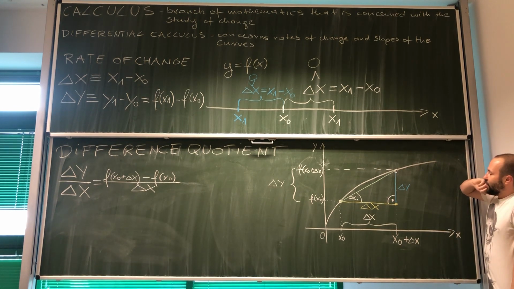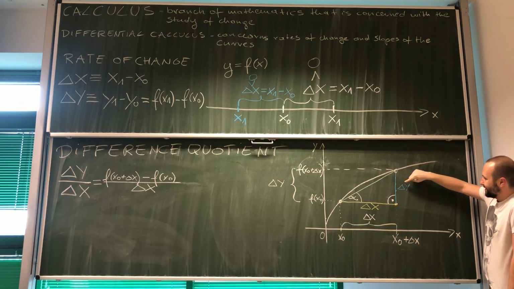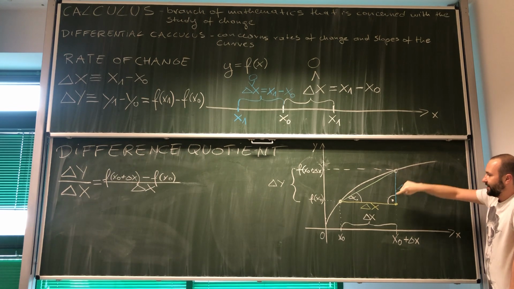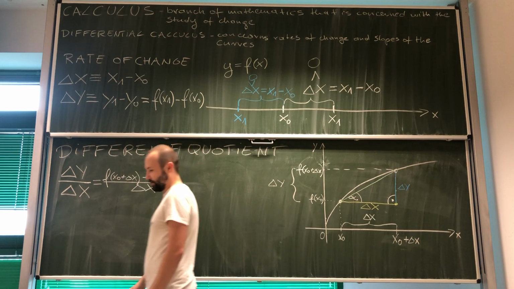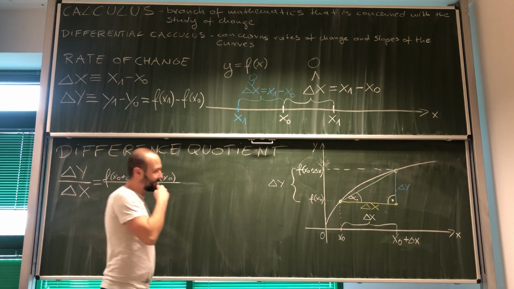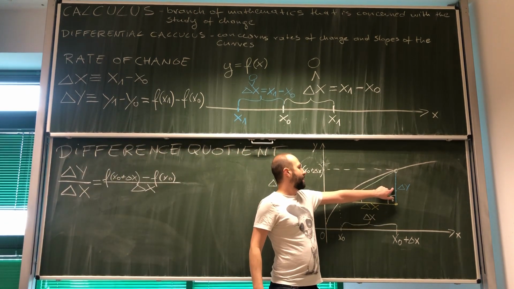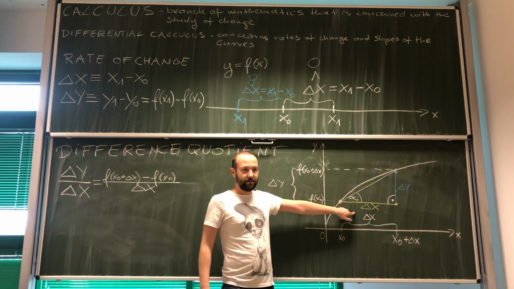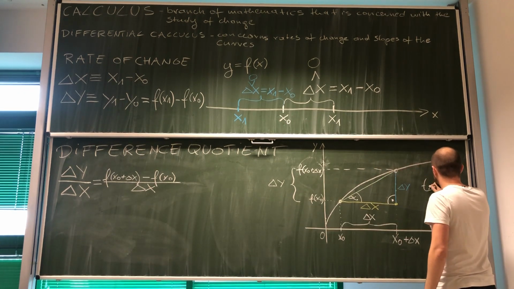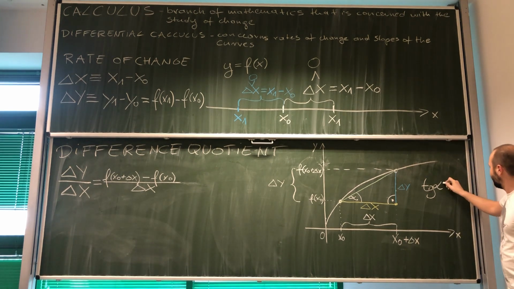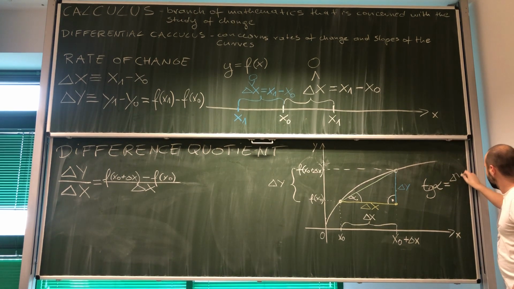Look, the difference quotient is equal to delta y divided by delta x. Now, if we have a right-angled triangle, from trigonometry we learned that if I take the opposite and divide it by the adjacent, what am I going to get? Well, I'm going to get tangent alpha. And tangent alpha, of course, is equal to delta y over delta x.